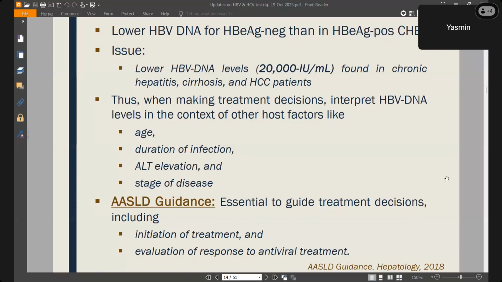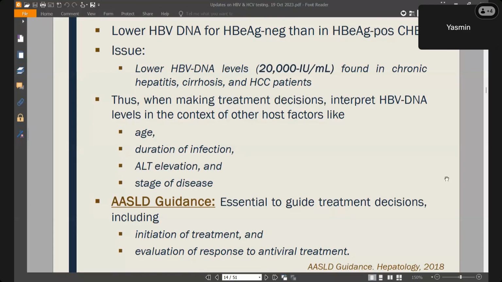So when making treatment decisions, of course, you need to interpret the HBV DNA levels in relation to the age, how long they've had infection, ALT elevation, which is vital and continues to be very important, and the stage of disease. So what is the AASLD's guidance? Basically, they say it is essential to guide treatment decisions, including when to start treatment, and to evaluate response to the treatment. So use it for that, and not to confirm diagnosis. This is more for treatment.